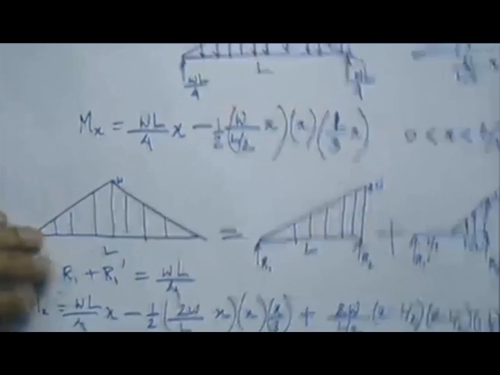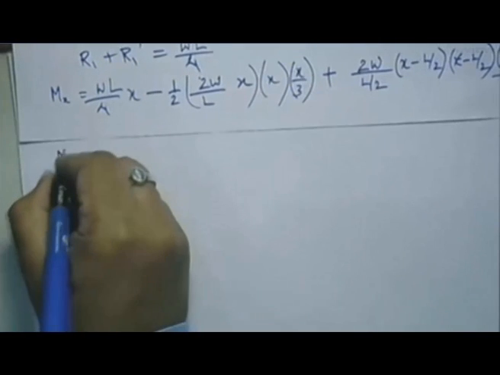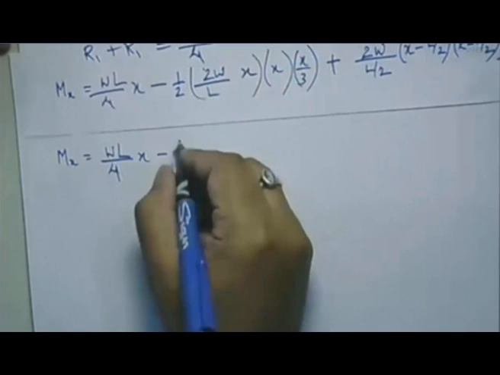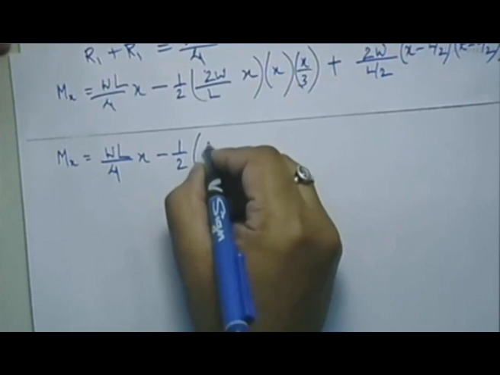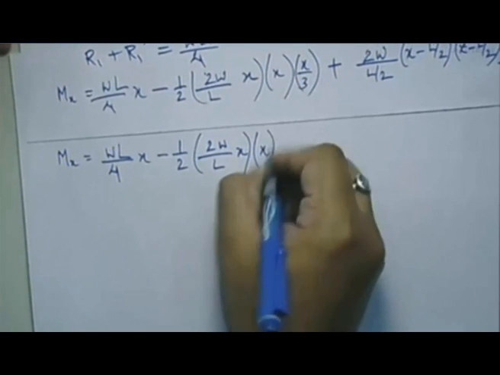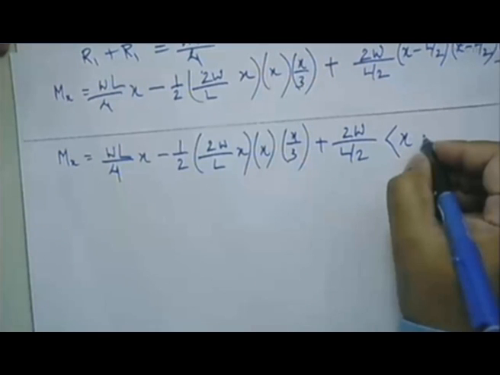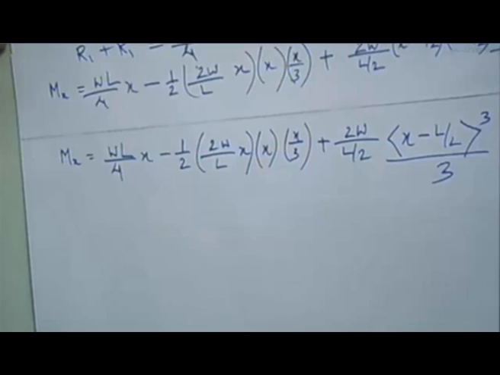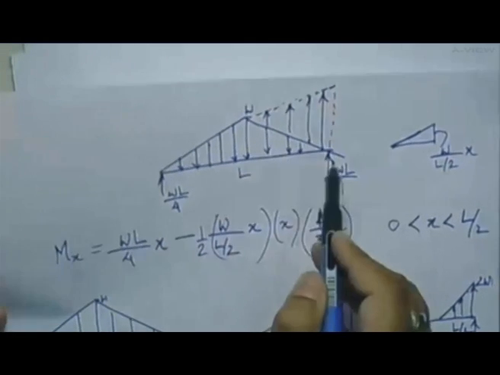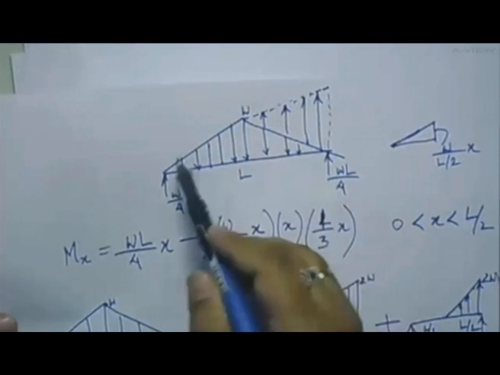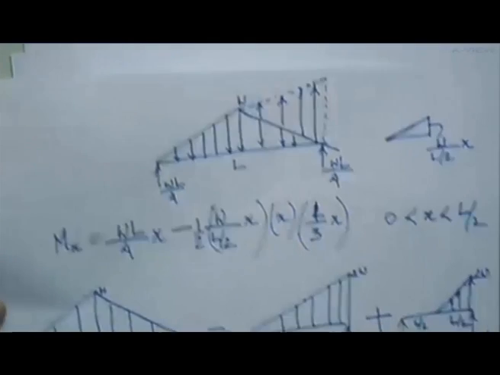So what we do is use the singularity function for that part: omega L by 4 x minus half into 2 omega by L x into x by 3, plus 2 omega by L by 2 into, this is where the singularity function comes into the picture, the bracket x minus L by 2 cubed, by 3. This is the one equation that you can use to represent the moment function of the entire beam. Here the discontinuity in loading is the change in the direction of increment of the uniformly varying load. Here it was increasing, here it was decreasing. Had it been increasing over the entire span of this beam, you would not have needed this singularity function.